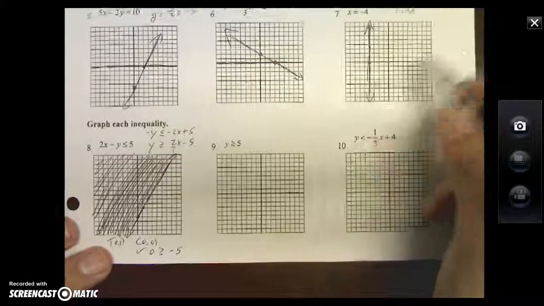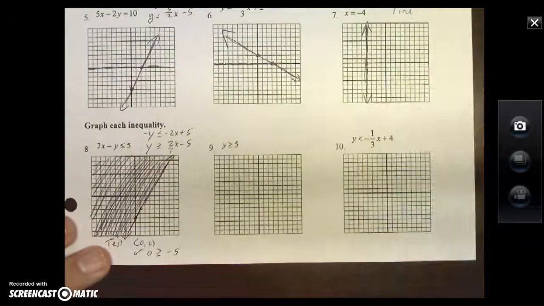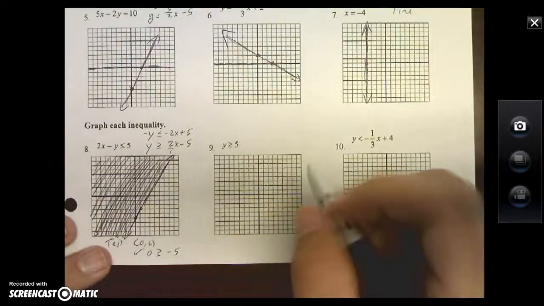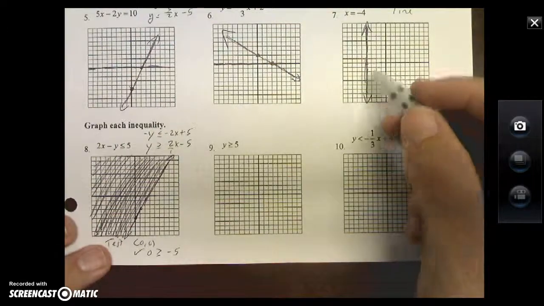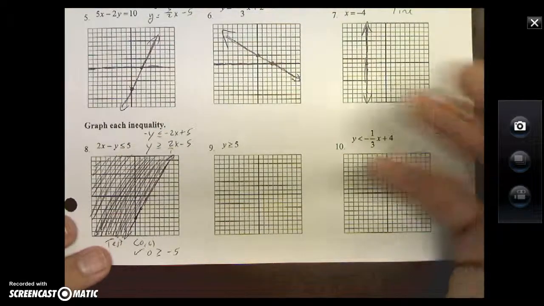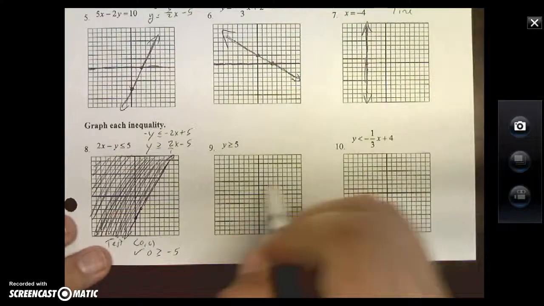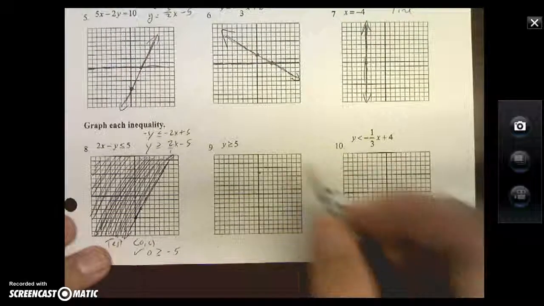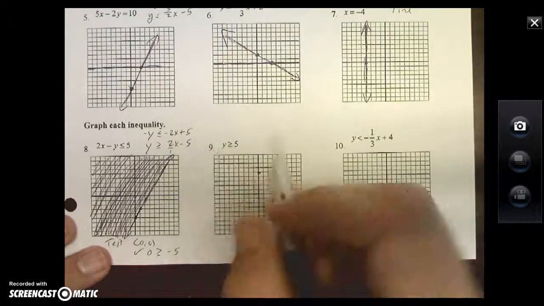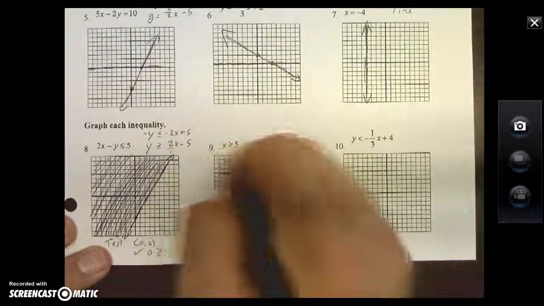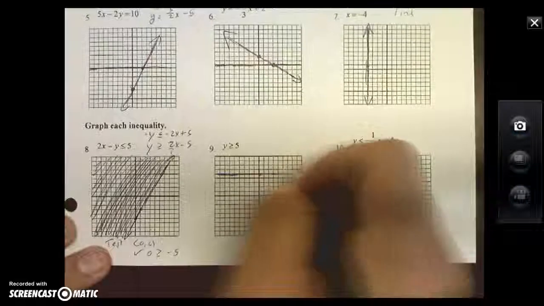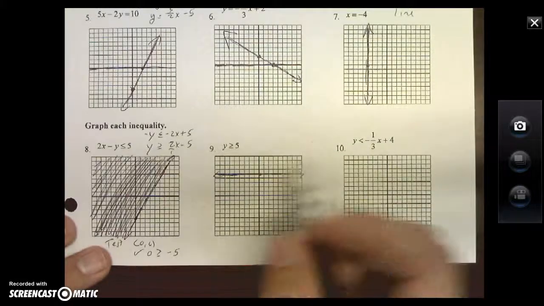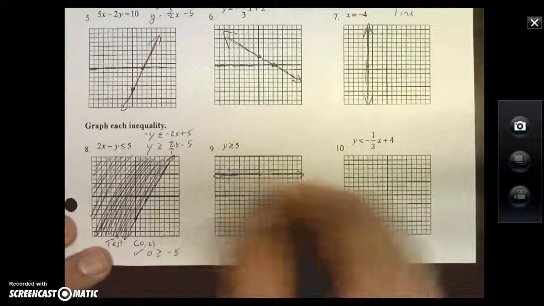Okay, number 9 kind of complements number 7, which is y is greater than or equal to 5. Instead of a vertical line, we're going to have a, drum roll please, horizontal line. Cool. So we start here, go up 5. 1, 2, 3, 4, 5. Plot a point. Again, greater than or equal to, so it's a solid line. And greater than, we're shading above, so just shade above.